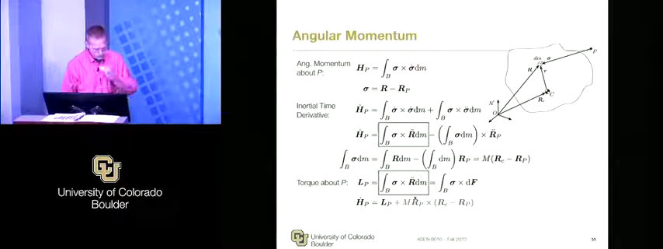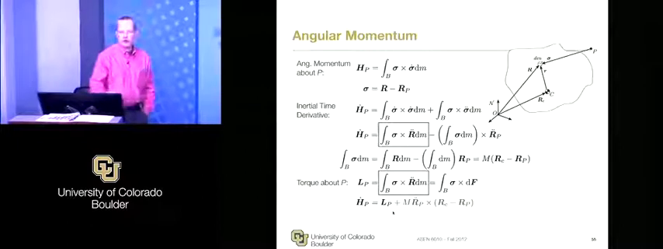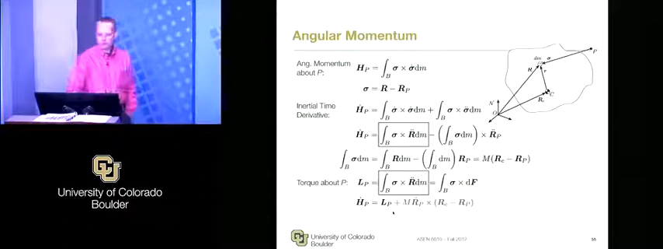Because if P is inertial, R_P double dot has to be 0, right? That's the definition of being inertial. There's no inertial acceleration. Good.